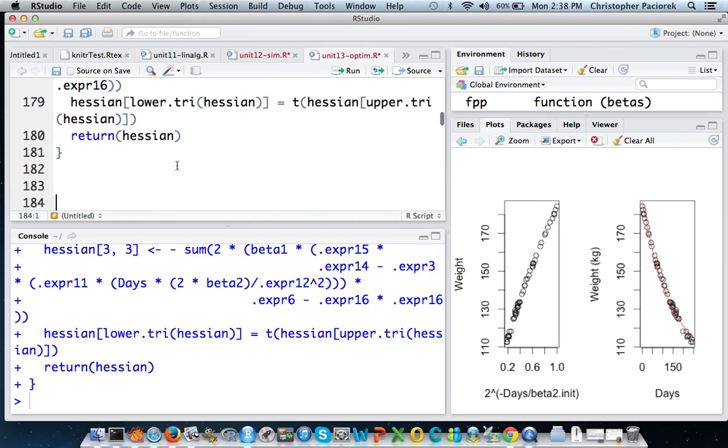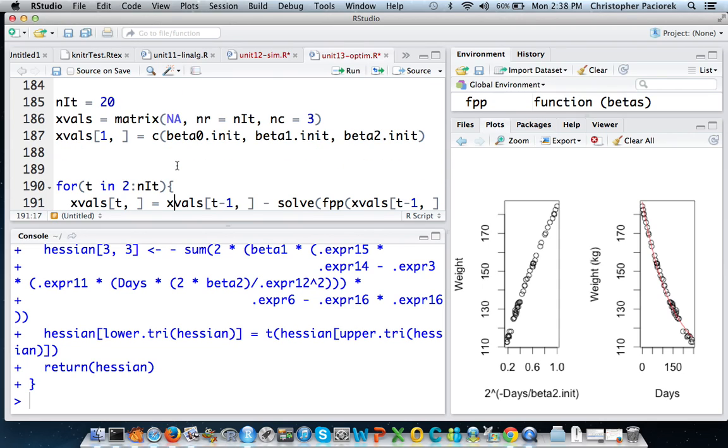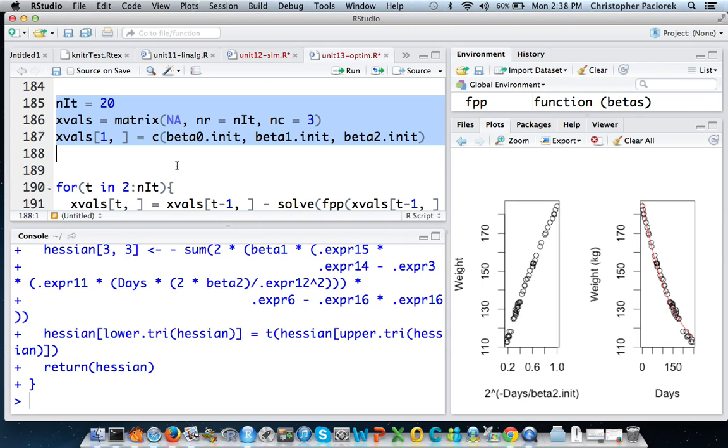Now that I've got those functions, I can set up Newton's method for this particular problem. I'm not going to deal with convergence diagnostics or anything. I'm just going to run this flat out for 20 iterations and assume that it's going to converge after that, although we'll look at it. I'm going to set up a matrix that will store the values of the betas at each of the iterations. I'm pre-allocating that for the reasons that we talked about in Unit 4. And then my first row is just going to be those initial values that I'm starting with, that we already discussed how we came up with.